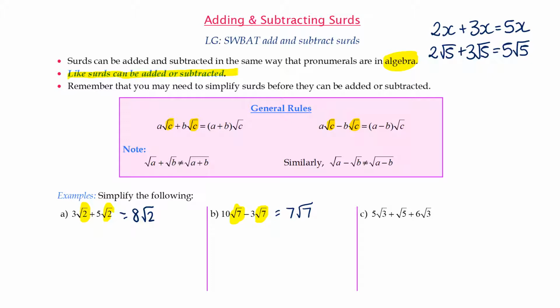Next, I have 5 root 3 plus 6 root 3. Always take the sign in front. But the other surd, the root 5, doesn't match. So when I do this, I do my root 3s: 5 lots of root 3 plus 6 lots of root 3 is 11 lots of root 3, and then I've just got plus my square root of 5.